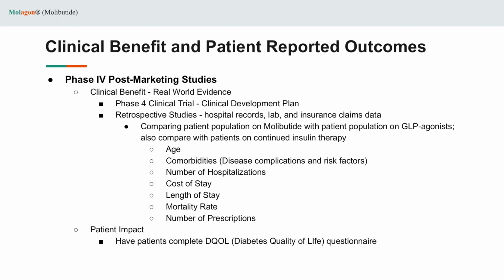We also looked at a Phase 4 post-marketing study to measure real-world evidence. This was a retrospective study on hospital records, lab, and insurance claims data. We compared patient population on Molagon to those on GLP agonist and insulin therapy to account for patients' age, comorbidities, and number of hospitalizations, cost of stay, length of stay, mortality rate, and number of prescriptions. We also looked at how each medication impacted the patient by looking at the DQOL questionnaire.